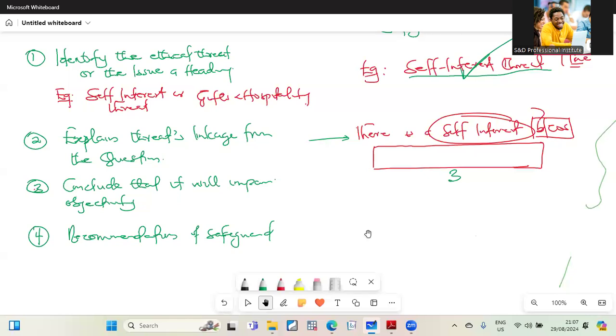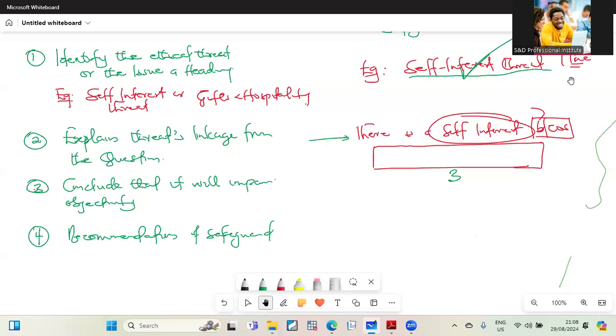There must be a heading or a title, which will take 1 line. Explain the threat, linking it from a statement in the question. So it's a verbatim quotation. You can paraphrase it, but my point is that it must come from the question that is in front of you. Then you conclude, then you add your safeguard.